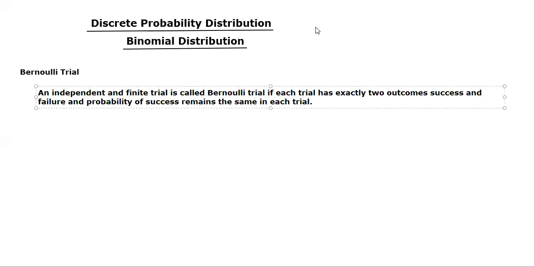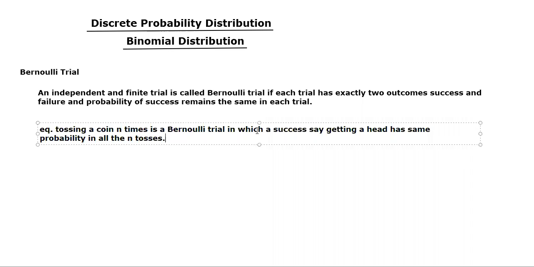Now, such a trial is dichotomous in nature, meaning it involves only two outcomes, success and failure. We can take an example: suppose tossing a coin in which success is getting a head. If such an experiment is repeated n number of times, getting a head every time has the same probability, that is 1 by 2.